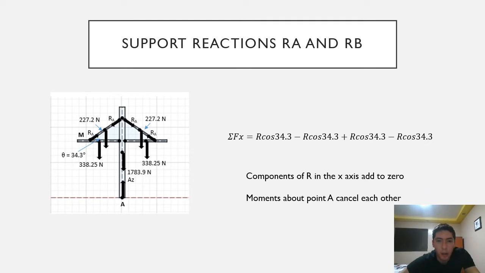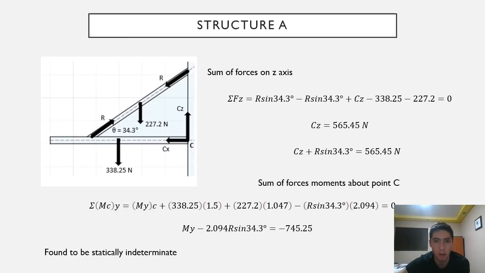Okay, so for the support reactions RA and RB, it was found that they couldn't be obtained from the sum of forces in X, because all of them cancel each other. This one's up, this one's here, so it doesn't take you anywhere. The moments are symmetric, so that doesn't take you anywhere either.